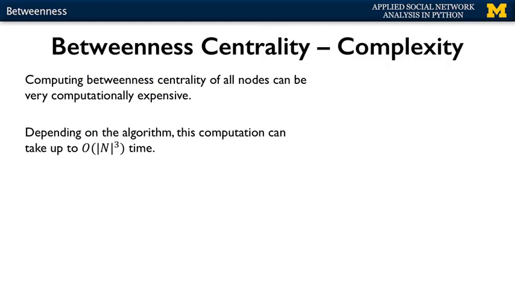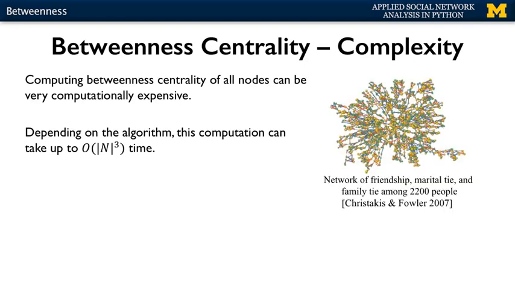Now, one of the issues with betweenness centrality is that it can be very computationally expensive. Depending on the specific algorithm you're using, this computation can take up to order number of nodes cubed time. And just to get some idea about this, look at the network of friendship, marital tie, and family tie among these 2,200 people. This is a relatively small network, yet when you look at the number of pairs of nodes, you have on the order of 4.8 million pairs of nodes. And so even small networks have lots and lots of pairs of nodes, and so computing the betweenness centrality of these networks becomes pretty expensive.